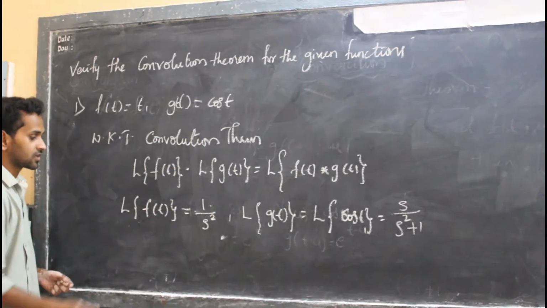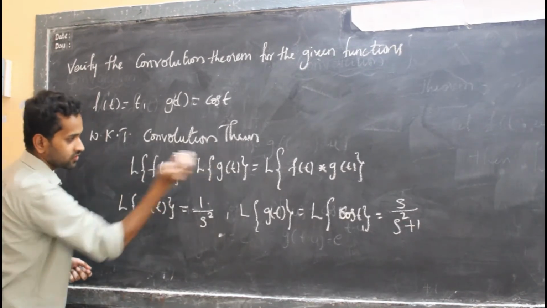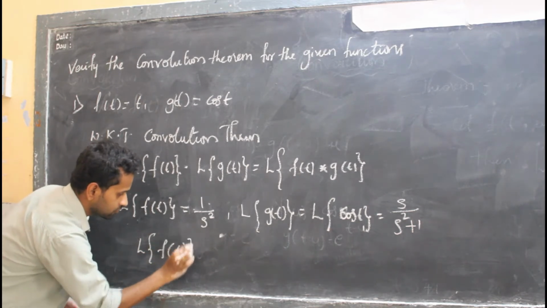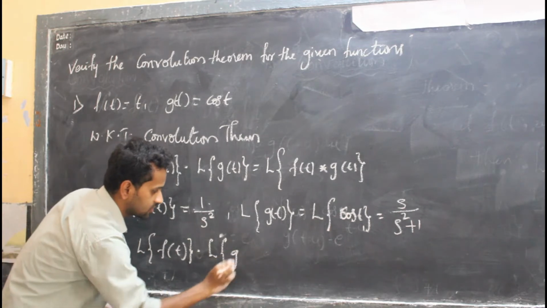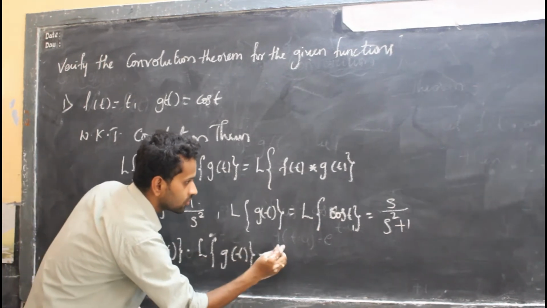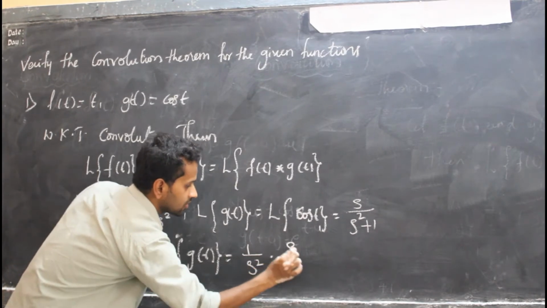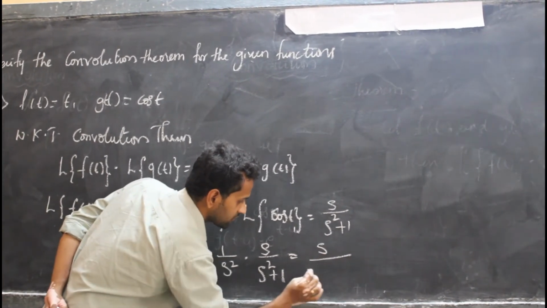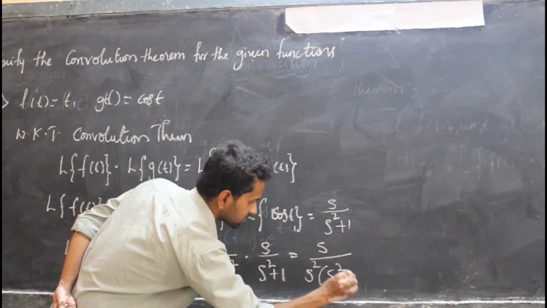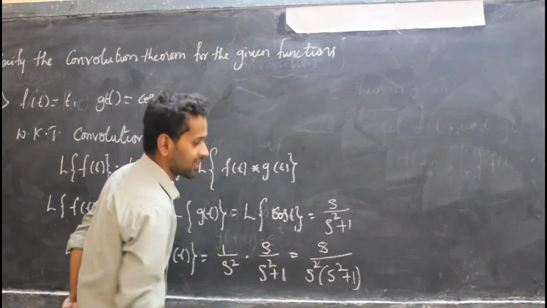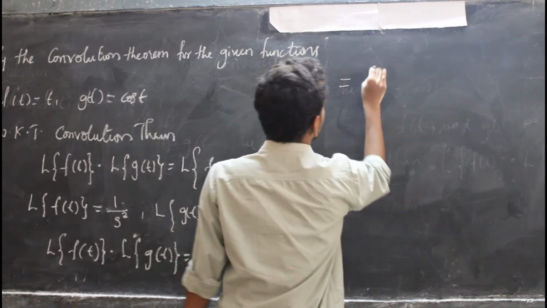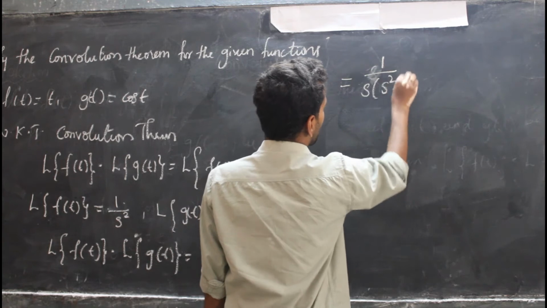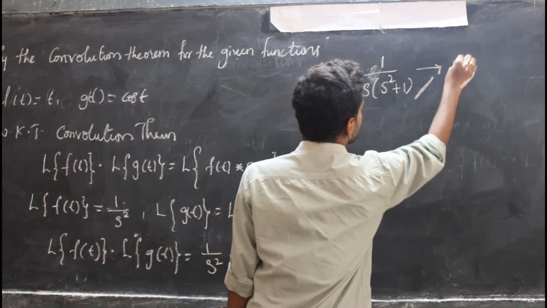Now what does my LHS say? The Laplace transform of f(t) into the Laplace transform of g(t) is equal to 1 by s square into s divided by s square plus 1. This can be written as s divided by s square into s square plus 1. So the s will get cancelled, and I will be getting 1 divided by s into s square plus 1. Let me give this as equation number 1.